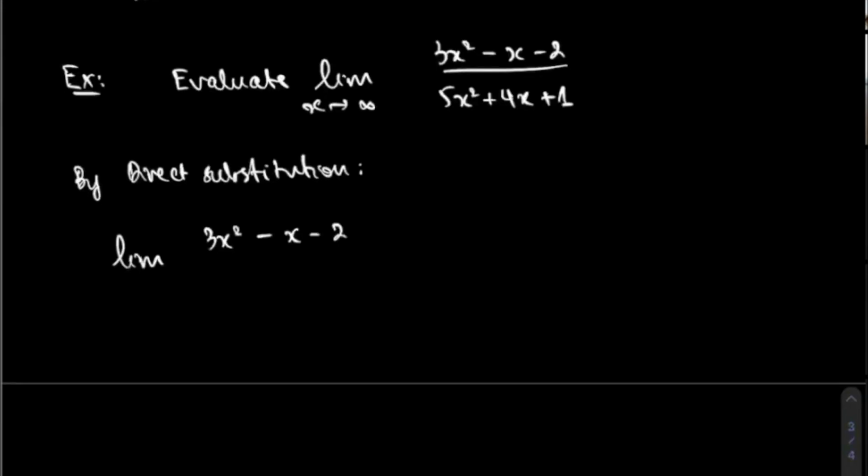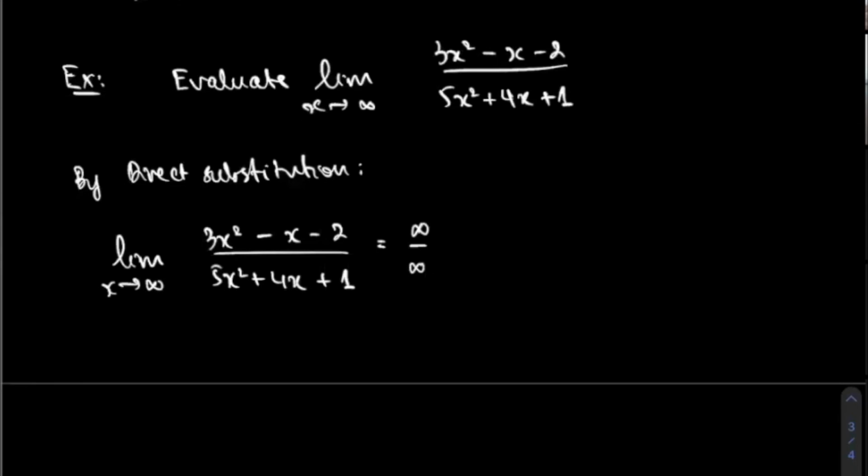The limit of 3x squared minus x minus 2 over 5x squared plus 4x plus 1 as x approaches infinity. Right? If you use direct substitution, you will have infinity over infinity. So when you substitute infinity in the place of x, you have infinity squared, which is a very big number. Subtract another big number, but infinity squared will dominate. But just to be clear, infinity is not a number, it's a concept. It just says that we are approaching a very big positive number, right?